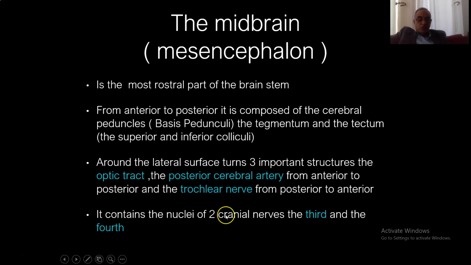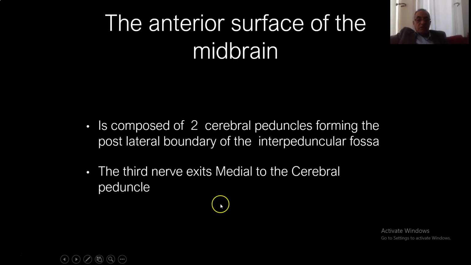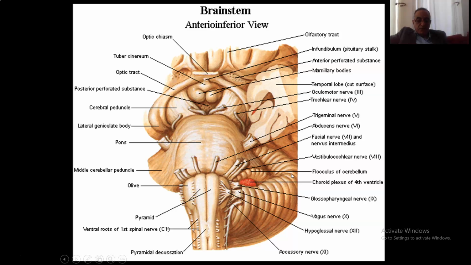The midbrain also contains two nuclei of the cranial nerves, the third and the fourth. The anterior surface of the midbrain is composed, as we said, of two cerebral peduncles, forming the posterolateral boundary of the interpeduncular fossa, and the third nerve exits medial to the cerebral peduncle.